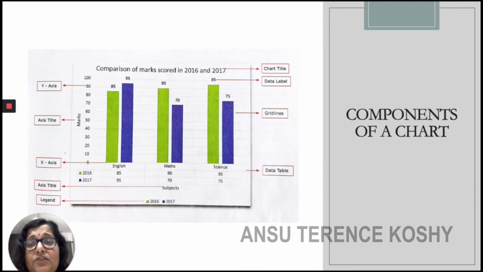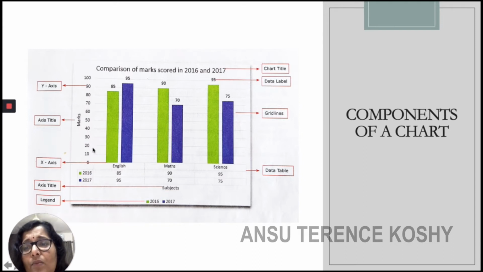Now, this is a comparison of marks scored in 2016 and 2017. So, that is the chart title, or what this chart is about. Now, the axis that is vertical is the y-axis and the axis along the horizontal line is the x-axis. So, this is the y-axis, and the below part, English, maths, science and all, will become the x-axis. And this is the axis title.